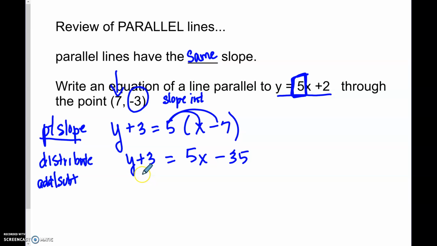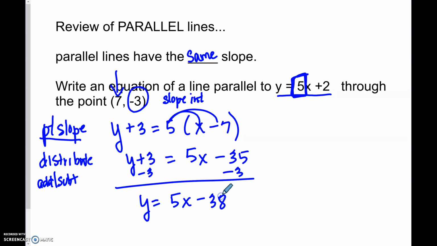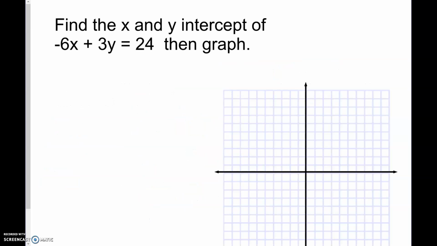So here, because this is a plus 3, we're going to put a minus 3. And make sure we put it under its like term, not 5x. That has an x after it, so I'm going to put it under here. So now we have y equals 5x, and negative 35 minus 3 is a negative 38. All right, so the y-intercept of our new equation, the one that's parallel to this, would be a negative 38. All right, find the x and y intercepts.